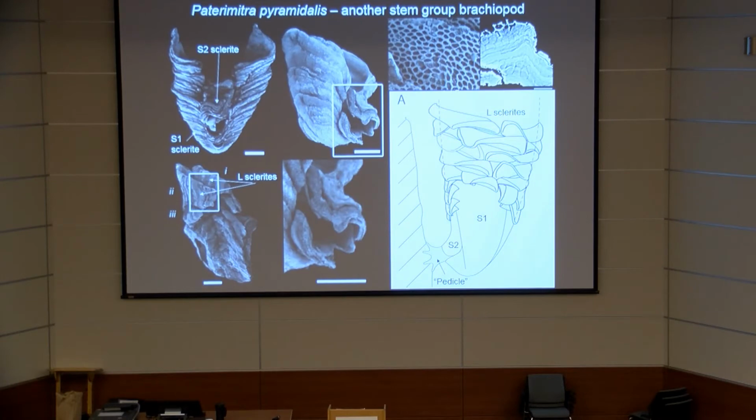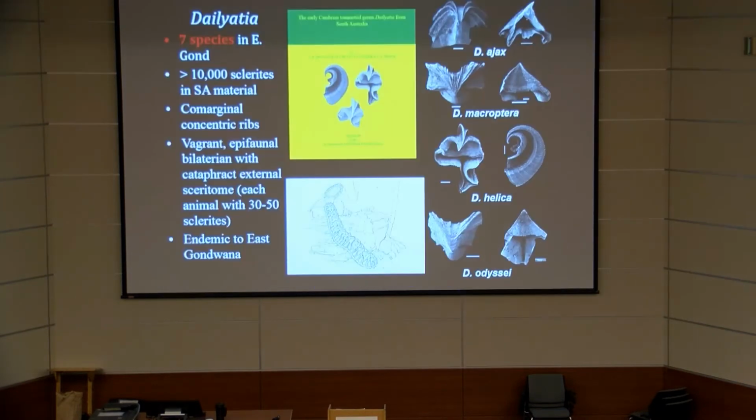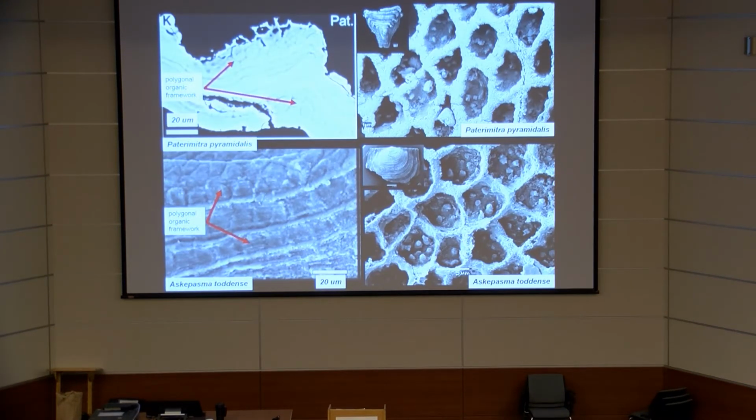So here's a reconstruction of what we think Patermitra looked like, with the S1 here, the S2 attached with some sort of organic pedicle-like structure, and the L sclerites forming an imbricated mesh around the top. I want to point out as well that they have a beautiful reticulate ornament on the surface. But if you actually cut some sections, this reticulate ornament is not just superficial, it's actually structural. And you can see the organic polygonal network quite clearly running through the entire structure of this particular organophosphatic form.